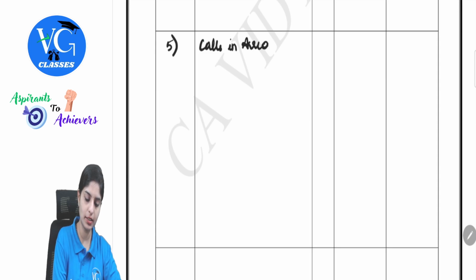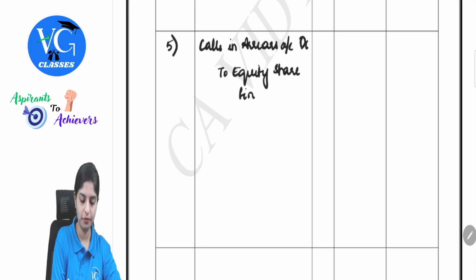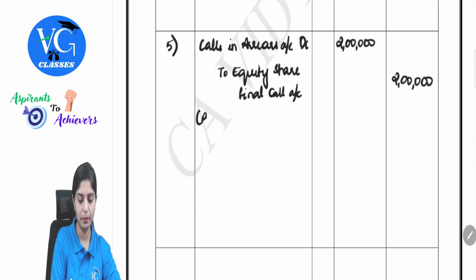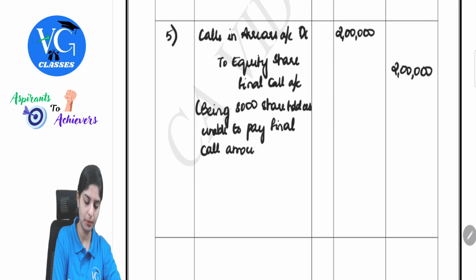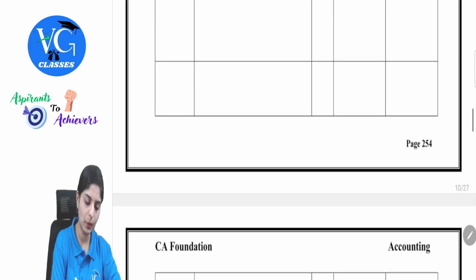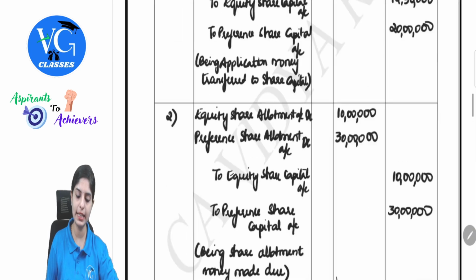Calls in arrears account debit to equity share final call account. How much? 2 lakh, because the 10 lakh 50 we have already reflected in the cash book. Being 8,000 shareholders unable to pay final call amount. Next, likewise, for preference shareholders also, what is the entry?